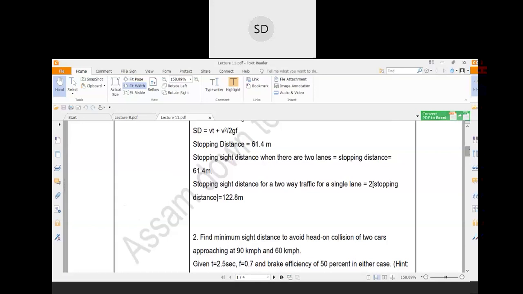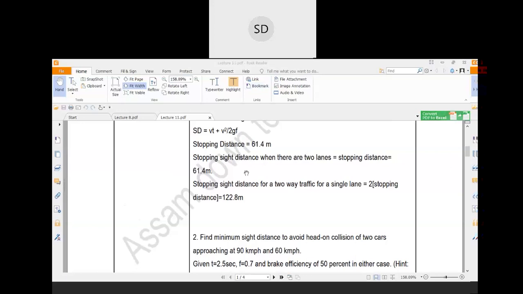Now the formula for the stopping sight distance is stopping sight distance equal to Vt plus V square divided by 2gf. So in that formula, what are the parameters? That is speed of the vehicle. If you go for the previous problem, that speed of the vehicles, reaction time, then again speed of the vehicle, then gravitational acceleration, and f is the coefficient of friction.